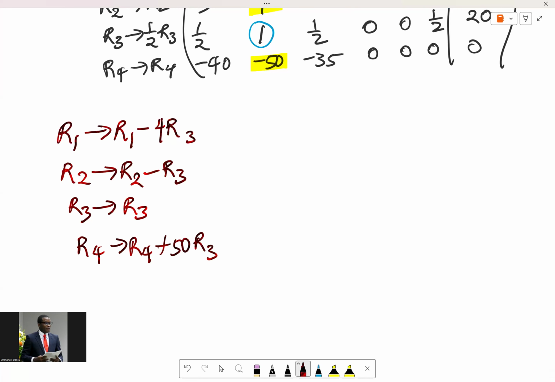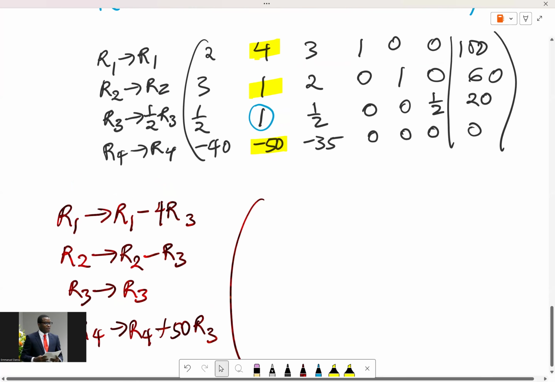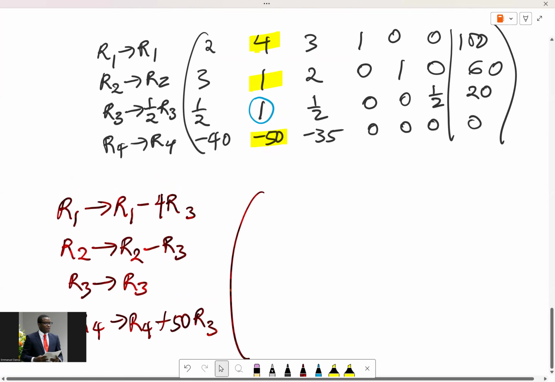Okay, so now we can go on the journey. R1 minus 4 R3, so that will be 2 minus 4 times half. That'll be 2 minus 2. So that's simply 0.